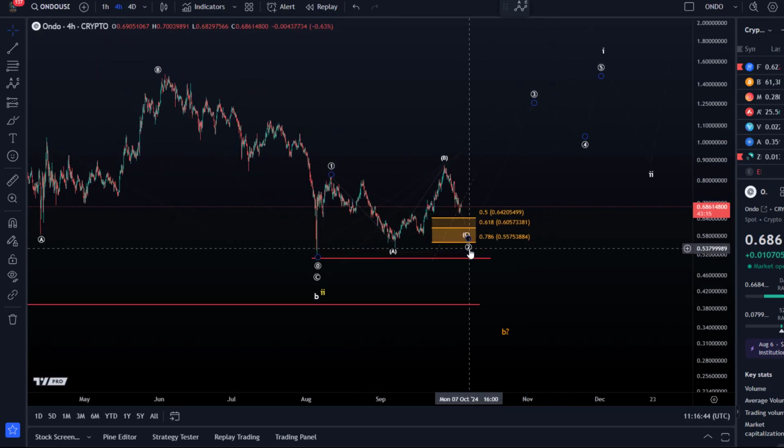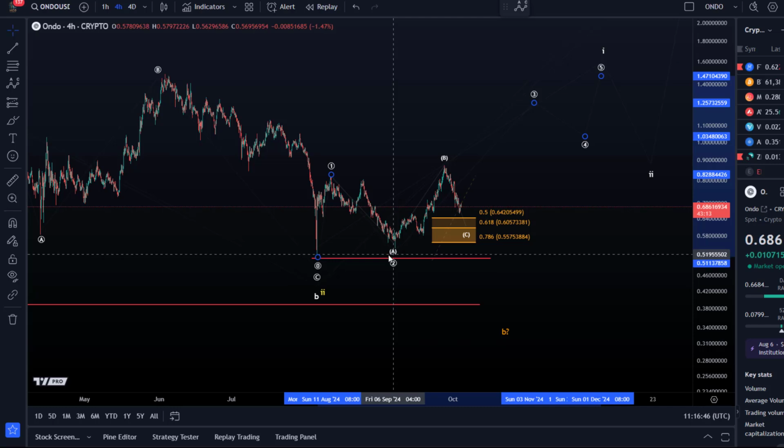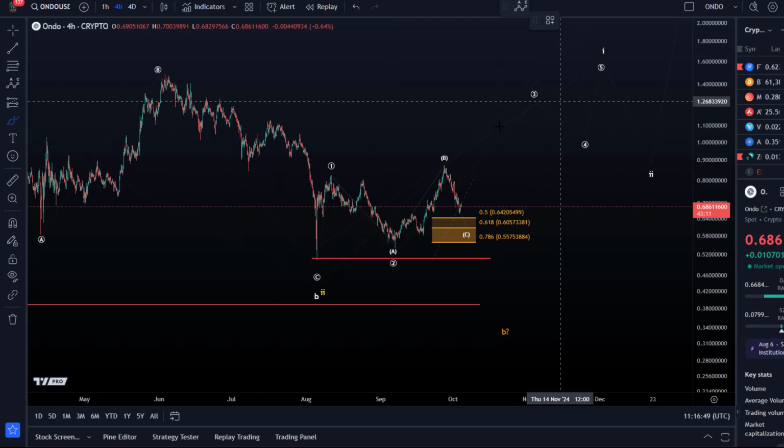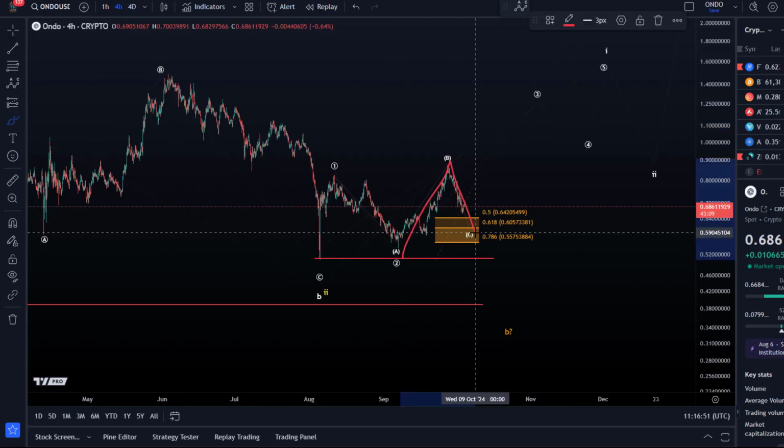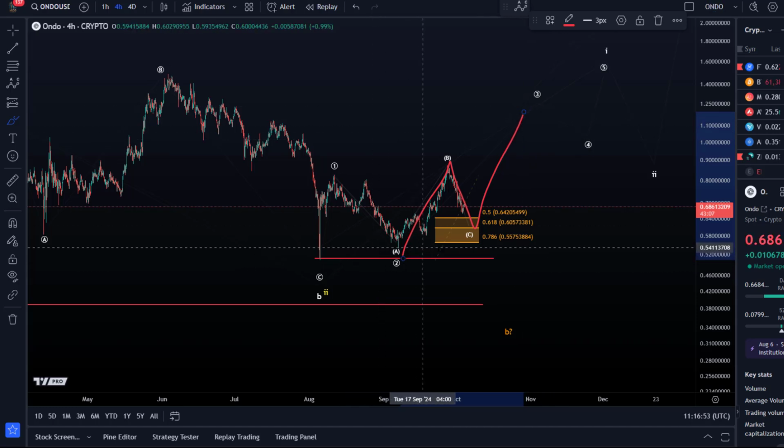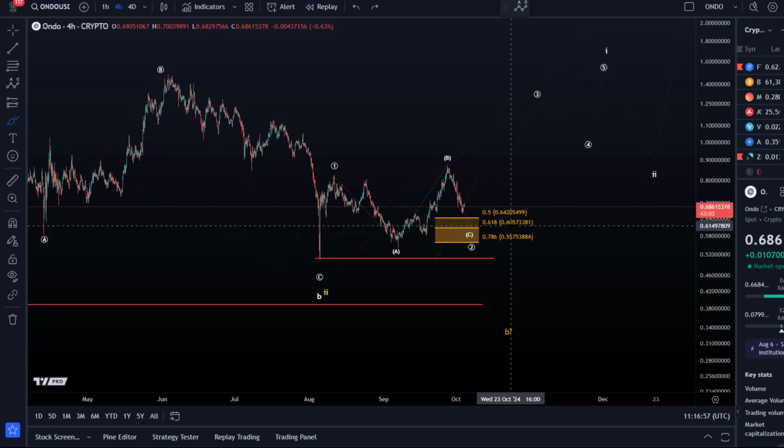I mean, another scenario could be that this wave 2 indeed bottomed here, but we're dealing with a diagonal pattern. This is an A wave, this is a B wave, and we would be watching for a C wave rally. But to be honest, it wouldn't change anything because the support should still hold also in that scenario.